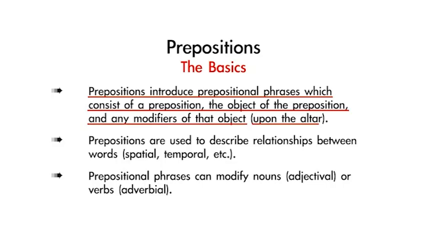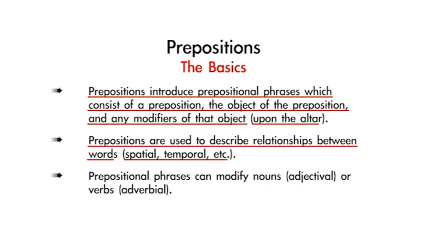Second, prepositions are used to describe relationships between words. And these relationships can be spatial or temporal or any other type of relationship. You can say, for example, the book on the desk, and that prepositional phrase on the desk is spatial. It's telling you where the book is. Or you can say, I ran into my wife after work, and after work is a prepositional phrase that is temporal. It's telling you when I ran into my wife. So spatial or temporal. They're relational words.